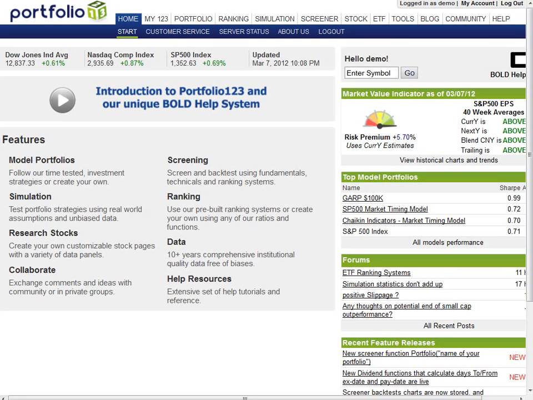Hi, this is Mark Gerstein of Portfolio123, and I would like to introduce you at this time to Simulation, a platform within Portfolio123 that combines ranking and screening to produce a real-world style investment strategy.